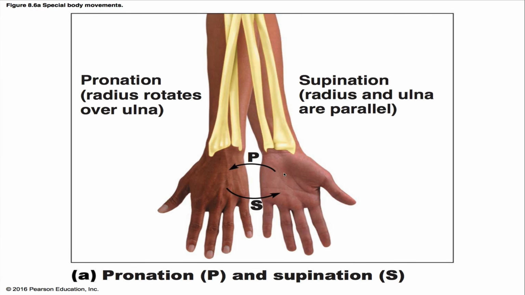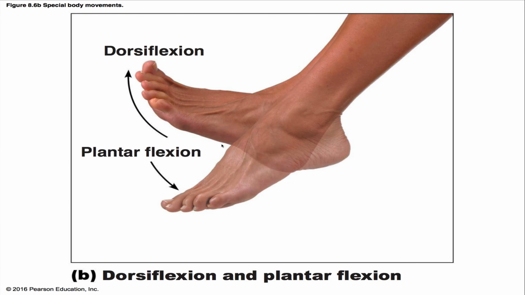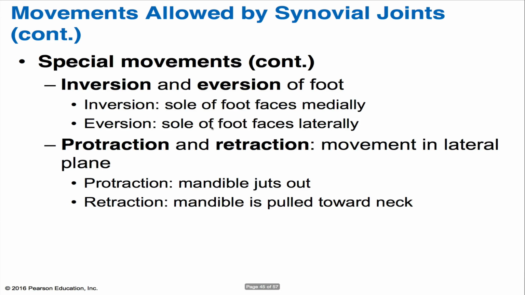So here's your palm. We have it facing upwards. That's called supination. When you rotate it and your palm's facing downwards, that's pronation. Same thing with your foot. When you're stomping on the gas, okay, you want to speed off at a green light, that's plantar flexing. And then when you want to take your foot off the gas pedal, that would be dorsiflexion.